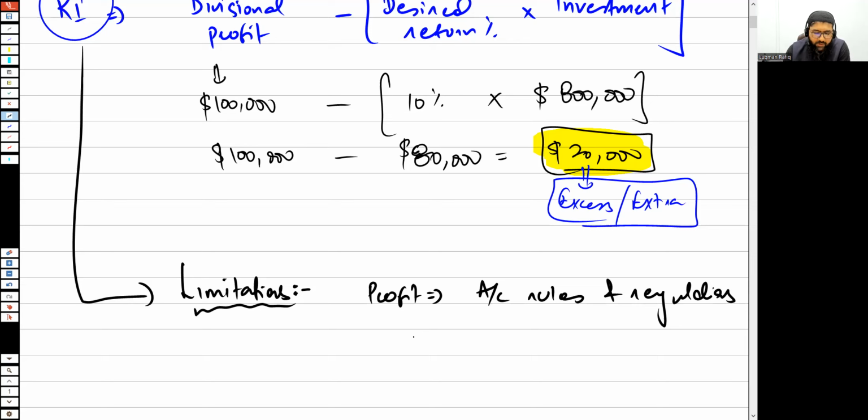For example, you have the issues with the accounting for intangibles. At times there is depreciation and the use of estimates, all of which are impacted by how the accounting standard tells you to account for it. So the first point is that divisional profit is impacted by the rules and regulations prevalent as per IFRS, and it may not actually reflect the financial performance of the organization.